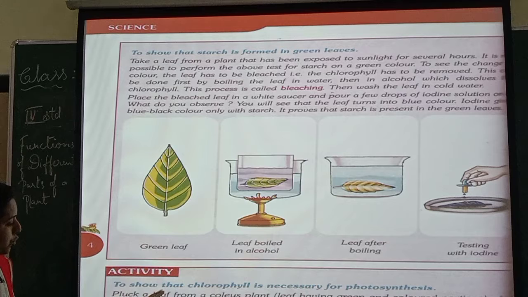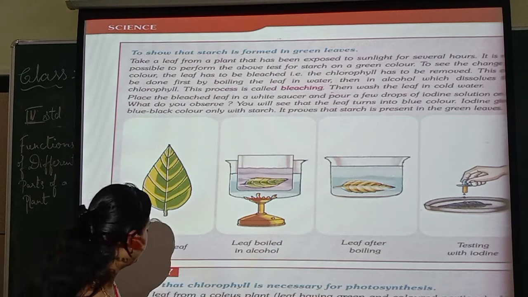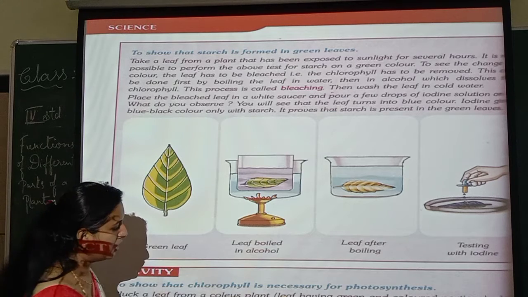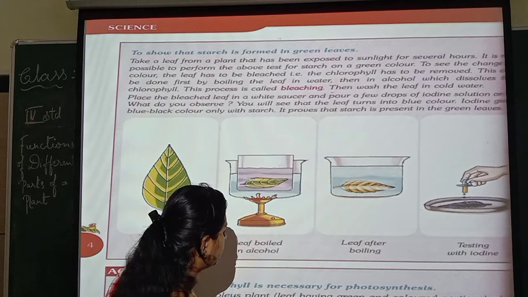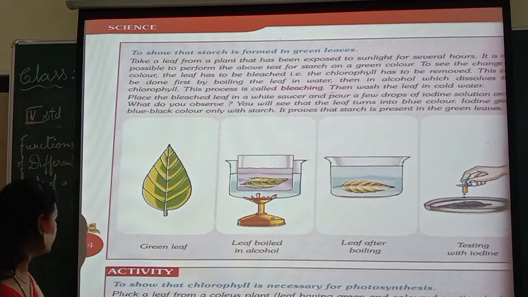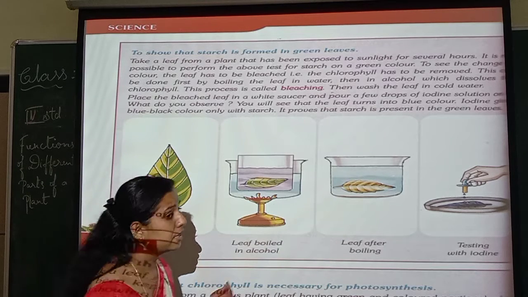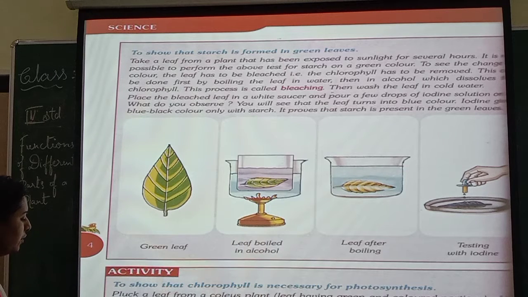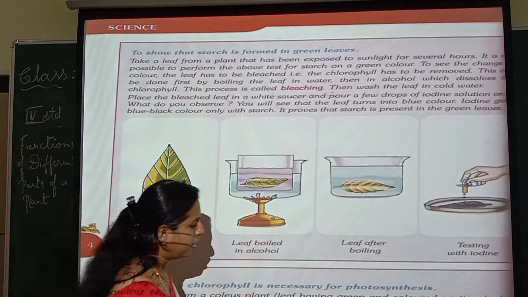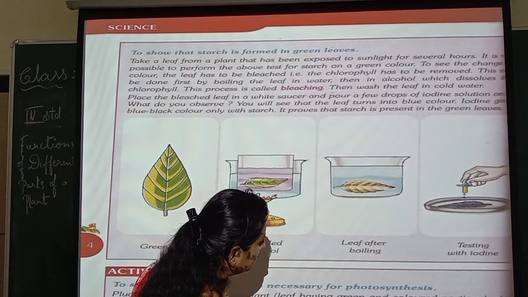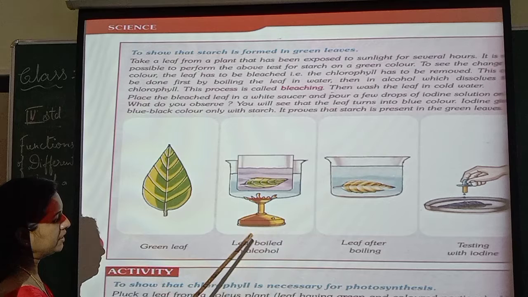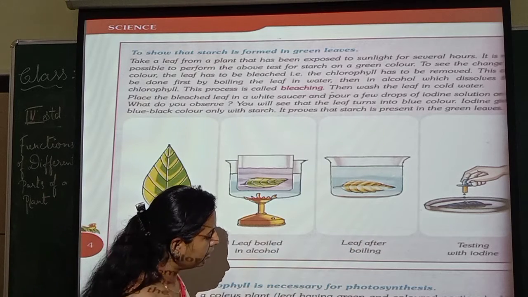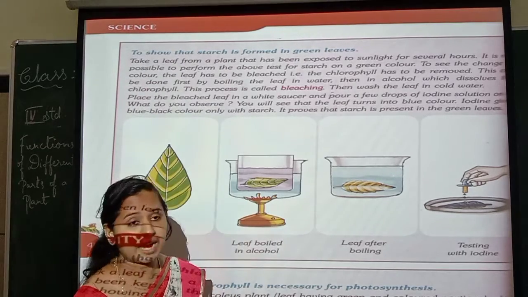Activity: to show that chlorophyll is necessary for photosynthesis. Pluck a leaf from a coleus plant, having green and colored portions, which has been kept in the sunlight for a few hours. Draw an accurate drawing of the leaf showing the green and colored patches. Now bleach the leaf as you did in the previous experiment: boil it in water, then in alcohol, and test the leaf with iodine. What changes do you see in this activity?